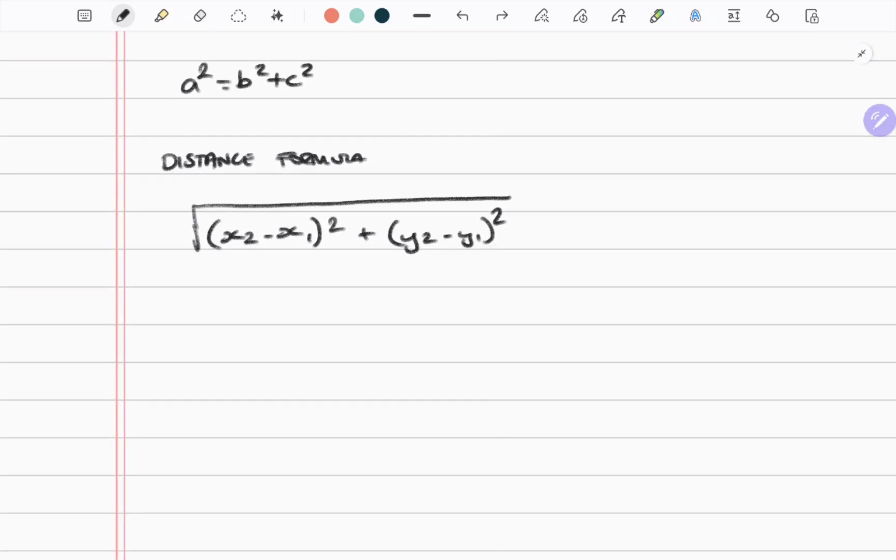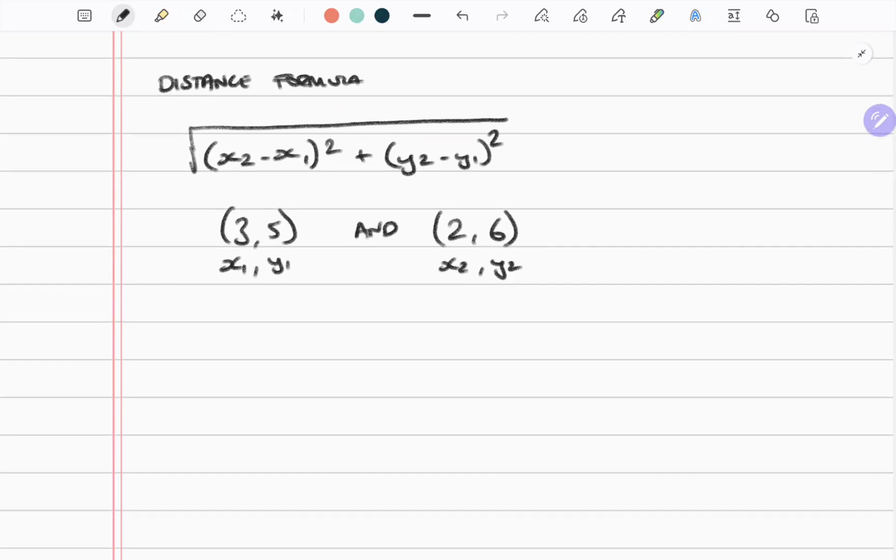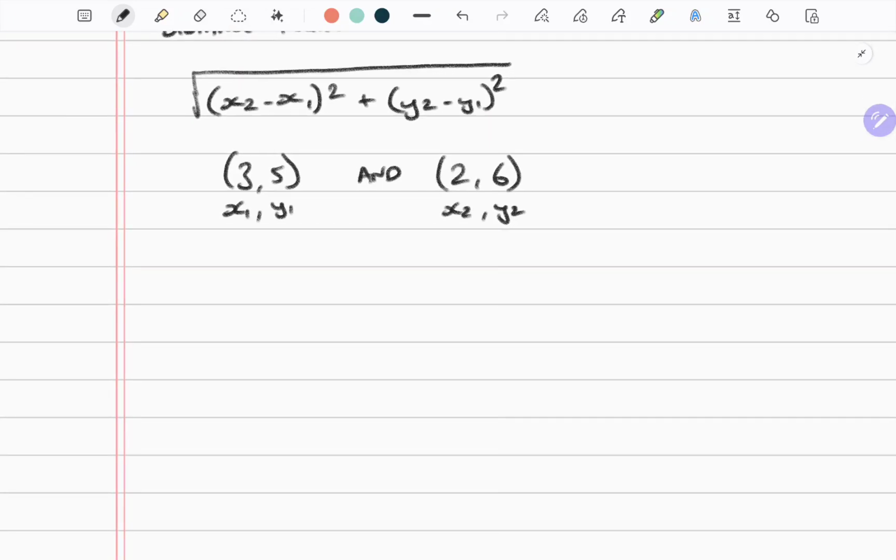So let's say we are given the points 3, 5, and another point 2, 6. What we'd need to do is identify which points they are on the graph. So this would be x sub 1, that would be y sub 1, and this would be x sub 2, y sub 2. I'm losing it today. Okay, so we'll substitute these values into this distance formula.